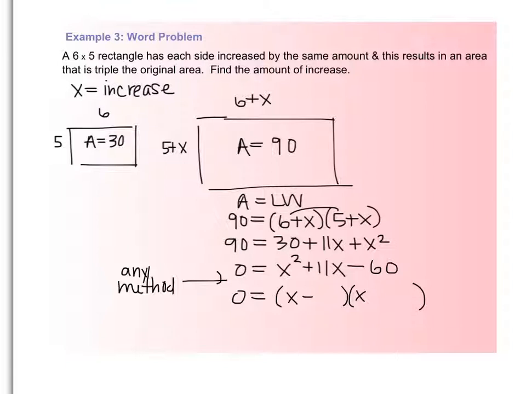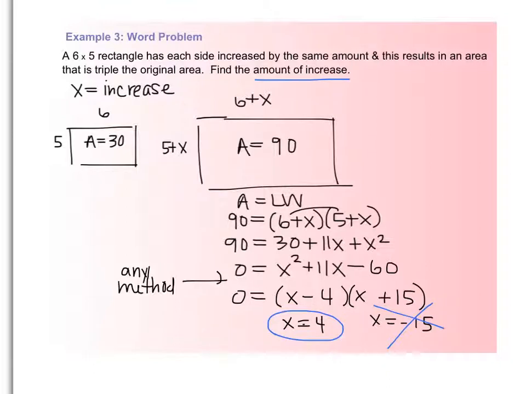And this one I can see factors because I know negative 4 and positive 15 will multiply to negative 60 and add to positive 11. So setting each factor equal to 0, I get x is 4 and x is negative 15. So the question asks for the amount of increase, so we can't have a negative side length, so that's an extraneous solution. So our final answer is that the amount of increase is 4. This problem didn't have units, but let's pretend they told us it was inches, so 4 inches increase.